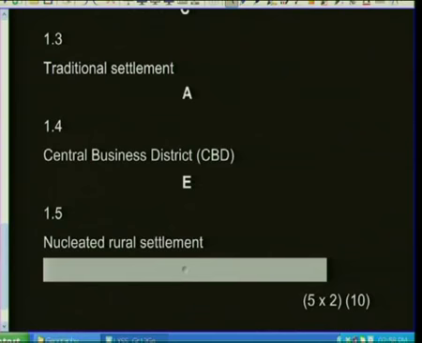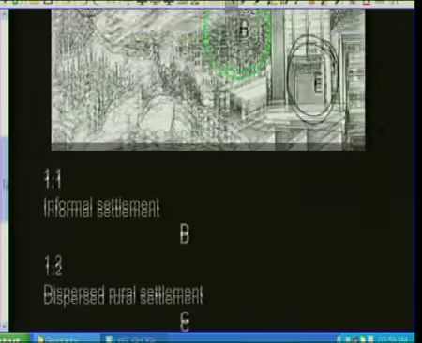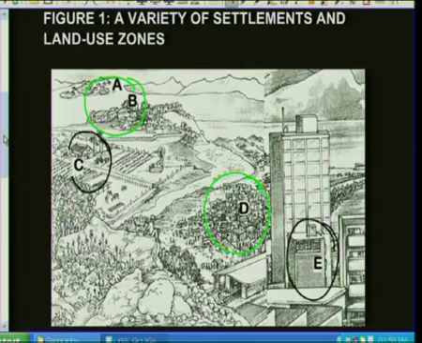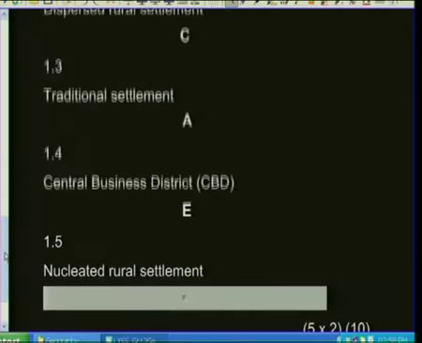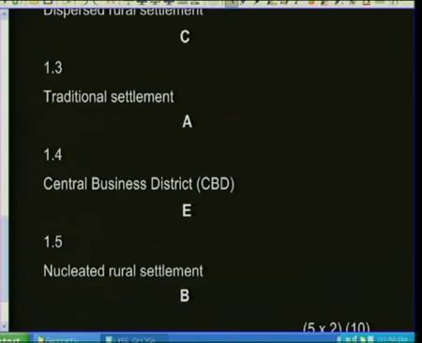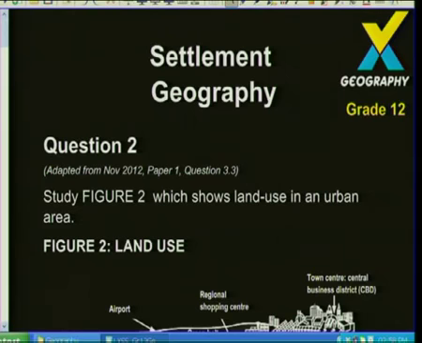Finally, question 1.5, a nucleated rural settlement. So that is a settlement out in the countryside, but one that is closely packed together. That means we're looking out here at area B. And there it is, 10 marks, just as easy as you like, simply by knowing your definitions. Moving along to question 2.